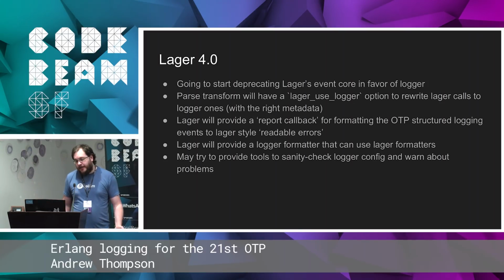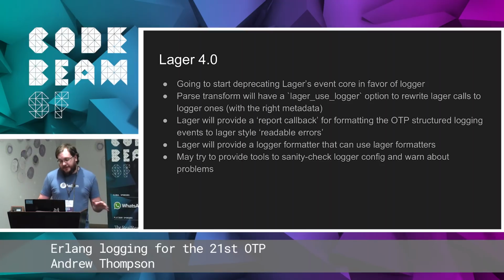I also have a report callback for formatting the OTP structured logging in the logger style, where it rewrites the big scary messages into slightly less scary messages. I have a bridge, so if you have an existing logger formatter, you can use it with the OTP logger with a little shim. And I think I'll probably try to provide some tooling around migrating and maybe sanity checking. It's a little tricky, but I'd like to make it so there's a smooth transition. If you have any ideas, please help me, because it's kind of complicated to change from one logging library to another.